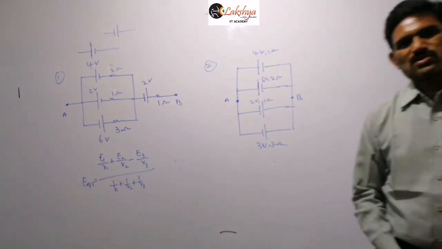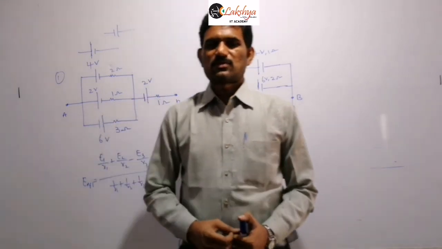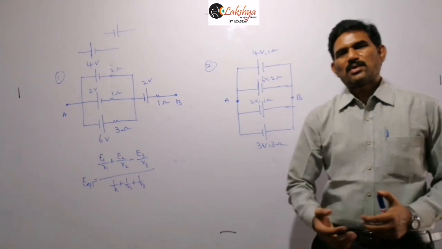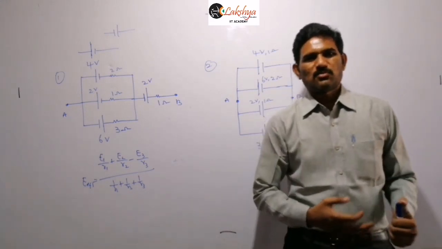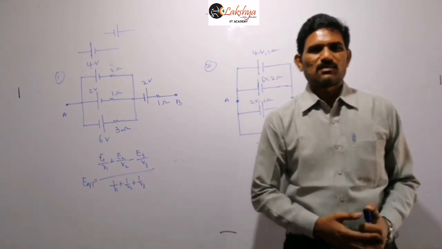So that is a combination of the cells, the series, parallel and mixed grouping of the cells. And in the next class onwards we will discuss the further applications of Kirchhoff's laws and Wheatstone bridge, and finding the effective resistance by different methods, right?